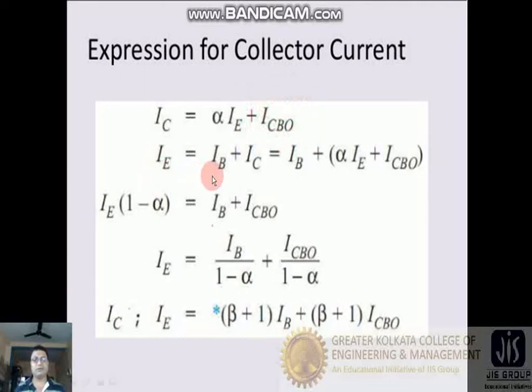And IE equal to IB plus IC, so we put the value of IC in this equation and we get IB equal to IB plus alpha IE plus ICBO. Now you just get the value like this: taking IE common, 1 minus alpha equal to IB plus ICBO. In this way we get IE, and similarly IC. So in this way we can find the collector current.